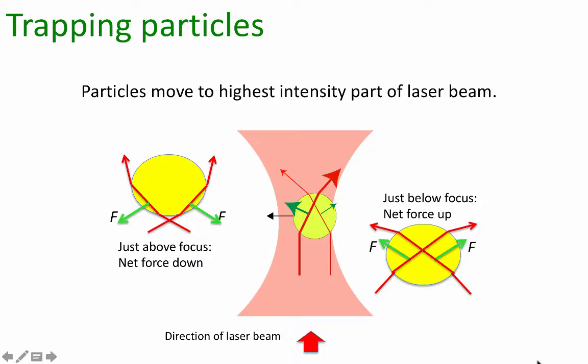Okay, so our gradient force means that the particles move to the highest intensity part of the beam. Well, that's either the center of the beam, like we showed here, or towards the focus. So if they're above the focus, they'll be pulled down towards the focus. If they're below the focus, they'll be pushed up towards the focus of the beam. And you can trap objects in the center of the focus of a laser beam.